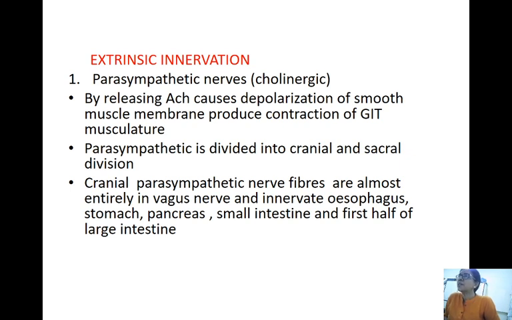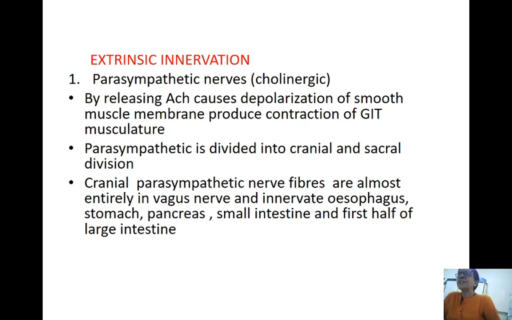Depolarization means from negative it is going towards zero. That means it decreases the stability of the membrane. It decreases the membrane potential. It is due to the influx of sodium. So by releasing acetylcholine, it causes depolarization of the smooth muscle membrane, producing contraction of the GIT musculature.